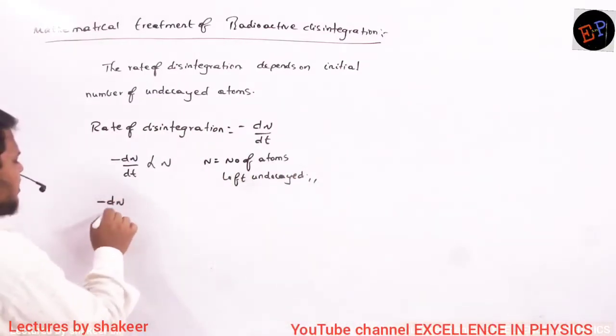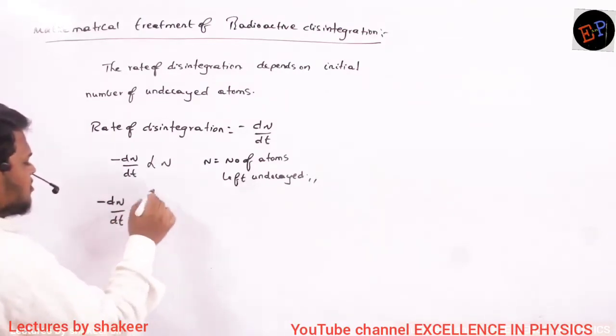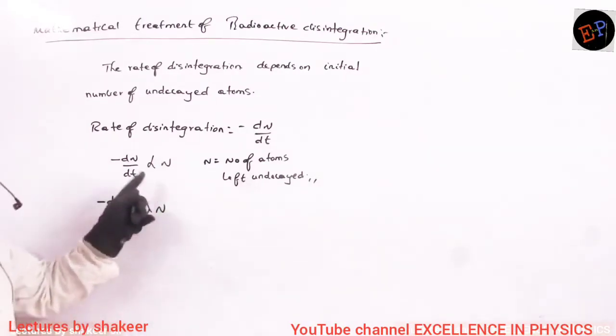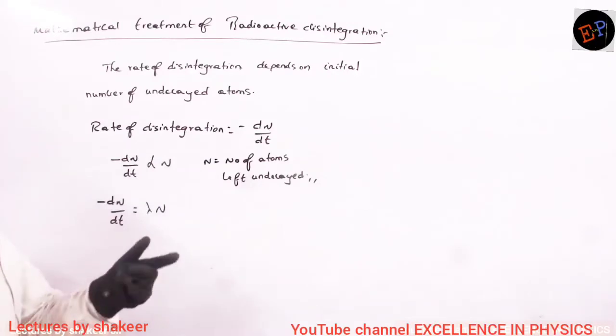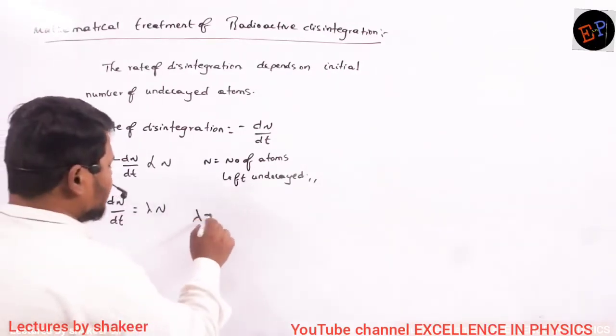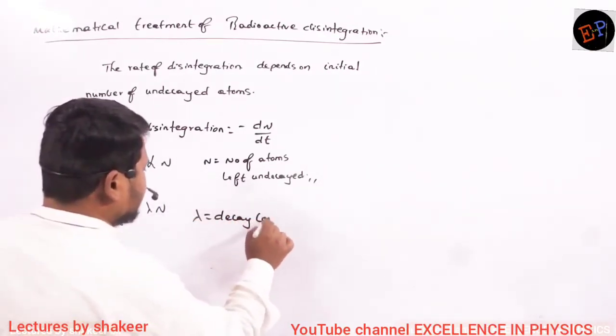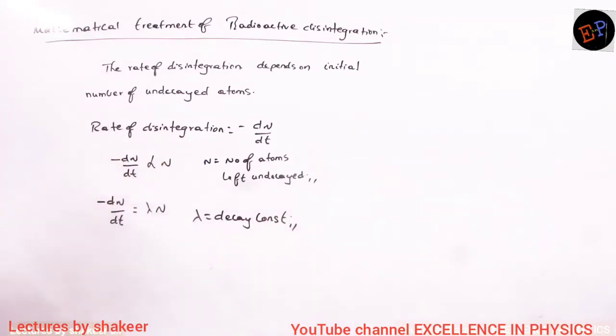So minus dN by dt can be written as lambda into N, where lambda is a constant. To remove the proportionality symbol, I have to write a constant, and this lambda is called the decay constant. This decay constant varies from material to material. Now I will do some manipulations here.